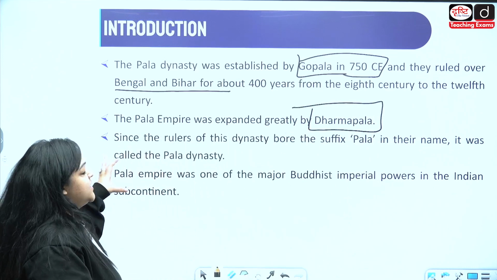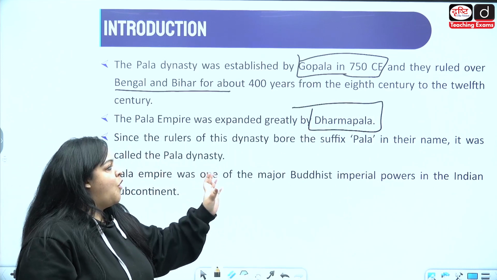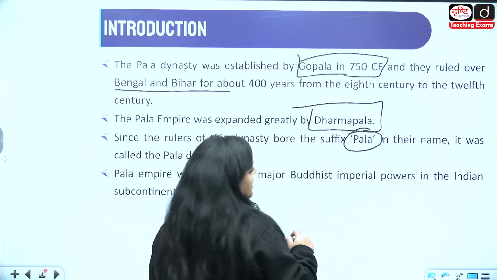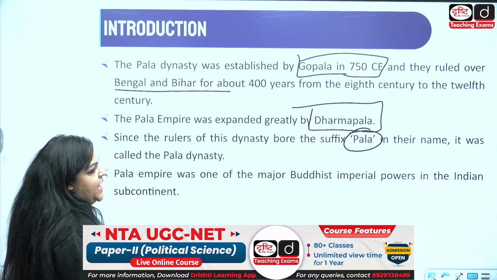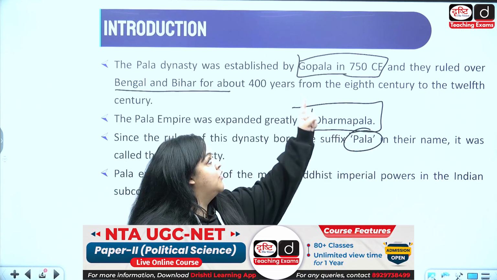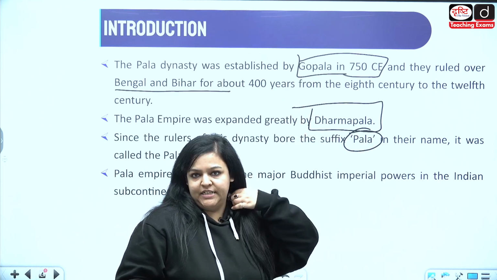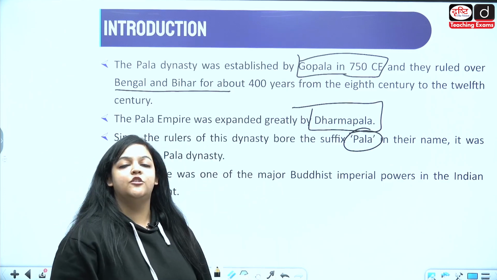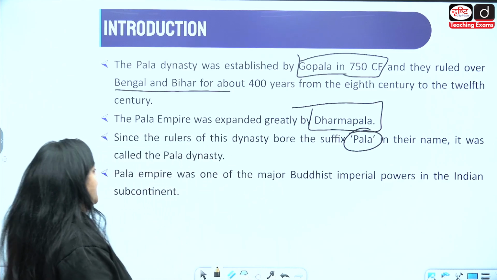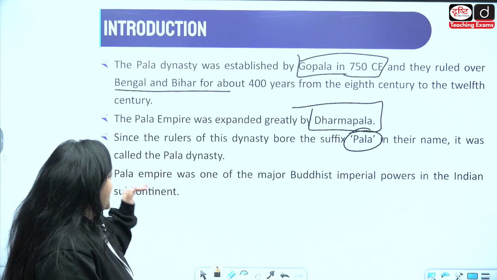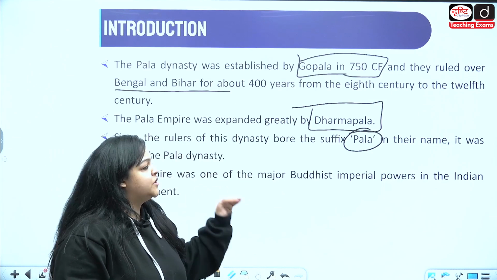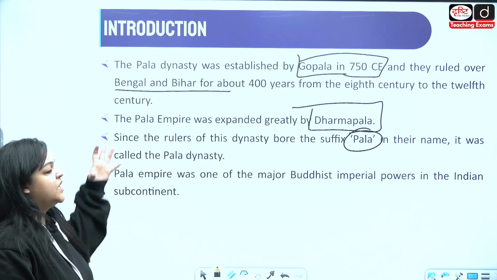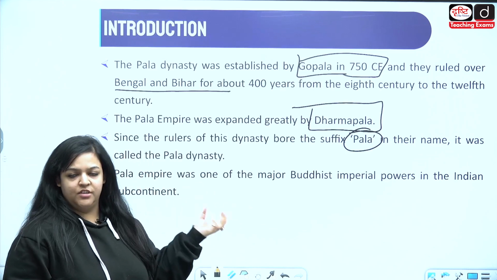Alright? Now, since the rulers of this dynasty always added the suffix Pal in their names, hence it was known as the Pal dynasty. Because Dharmpal, Gopal, they always added Pal as the suffix in their names. That is why they have been known as the Pal dynasty. Now, the Pal Empire was one of the major Buddhist imperial powers in the Indian subcontinent. So, this was the basic introduction that we have.